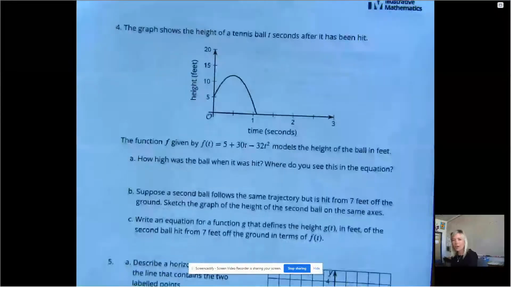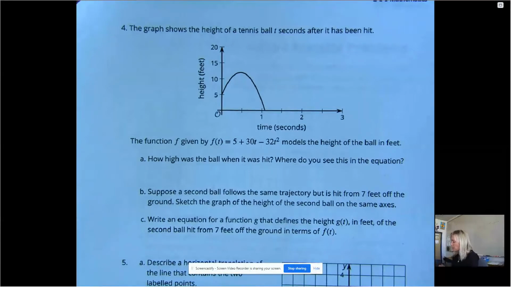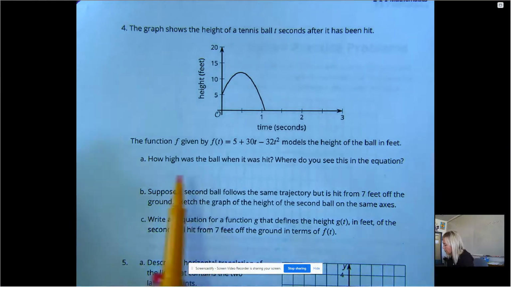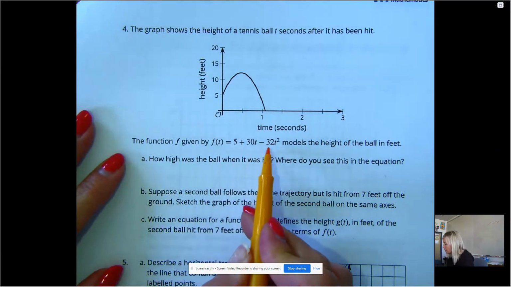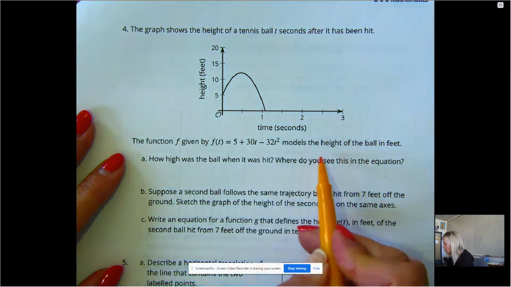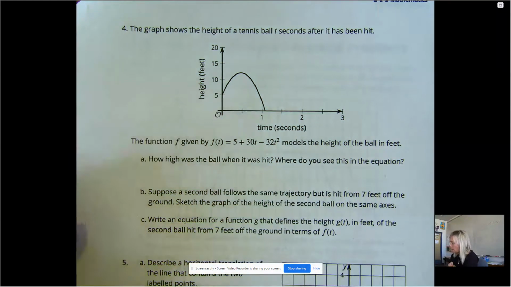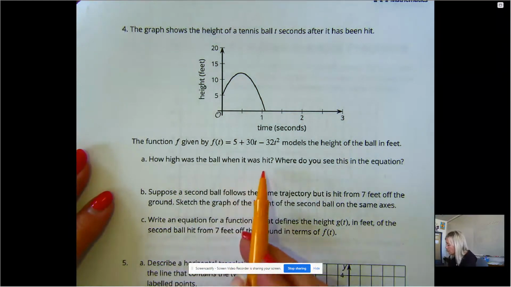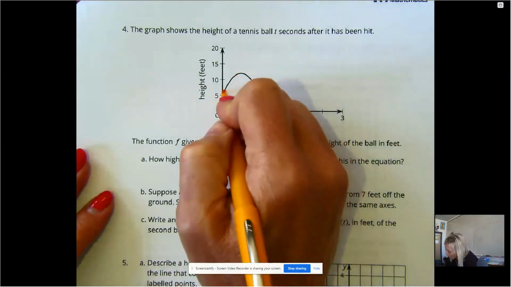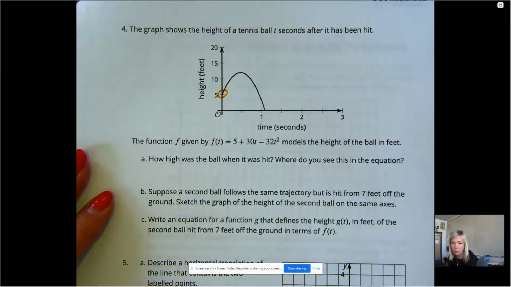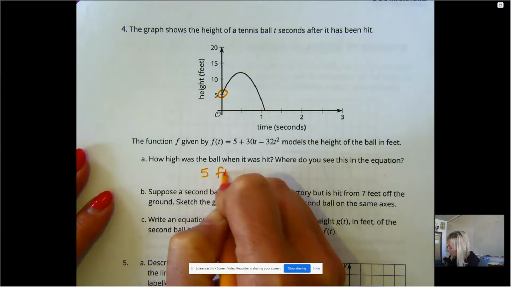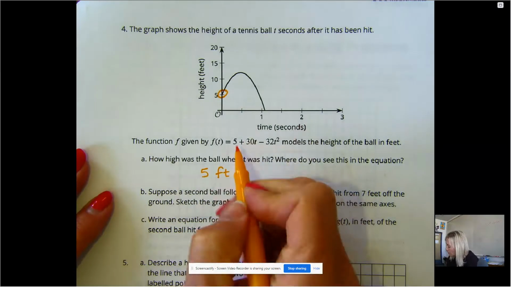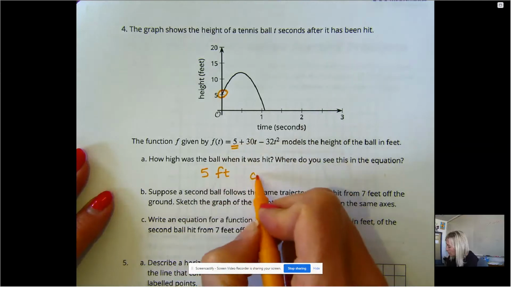The graph shows the height of a tennis ball t seconds after it has been hit. And so here's the function f. F of t equals 5 plus 30t minus 32t squared. It models the height of the ball in feet. All right, how high was the ball when it was hit? Well, it appears to be at a height of 5 feet. And where do you see this in the equation? Right there, it's the constant.